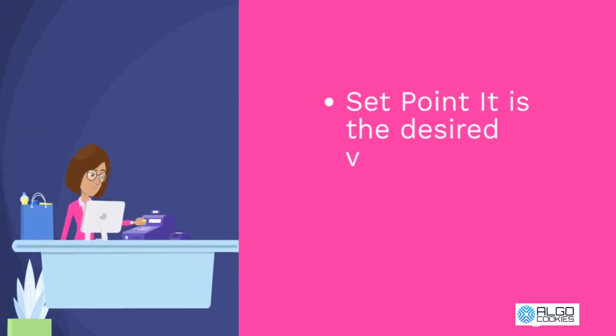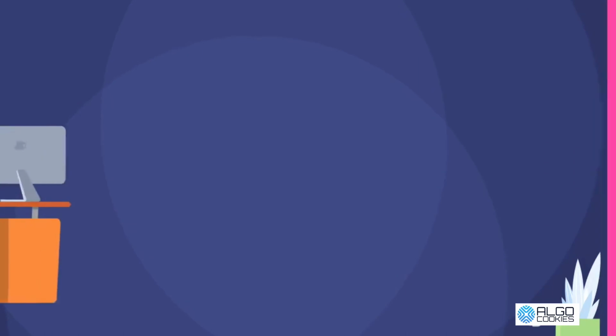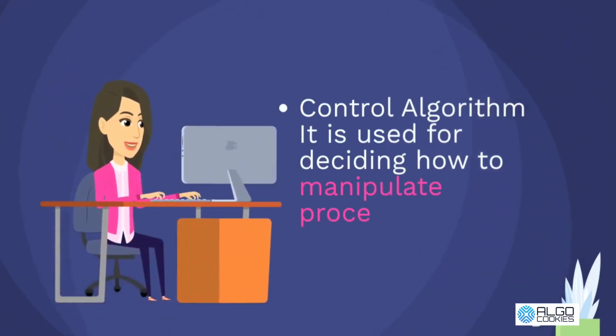Set point: it is the desired value for a controlled variable. Control algorithm: it is used for deciding how to manipulate process variables.